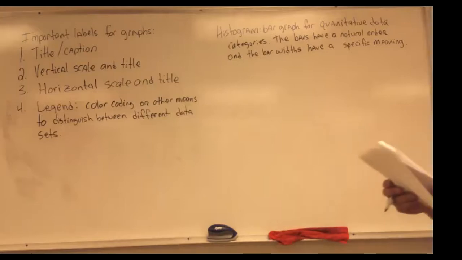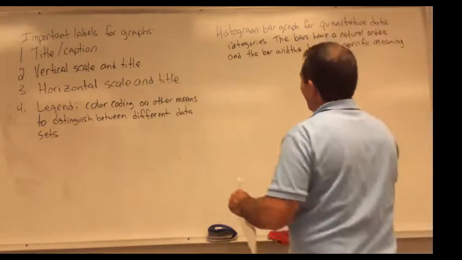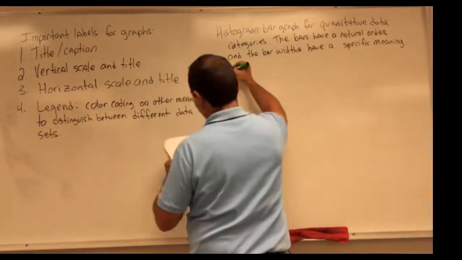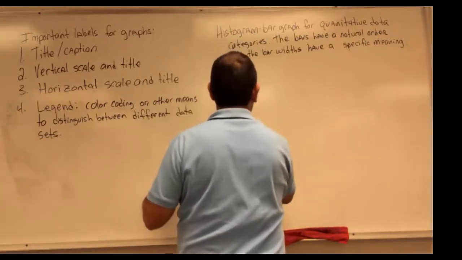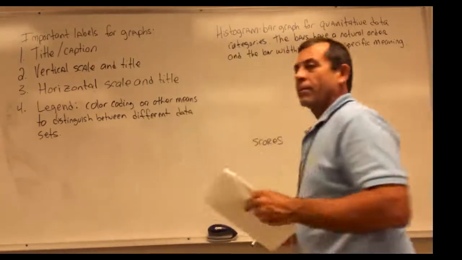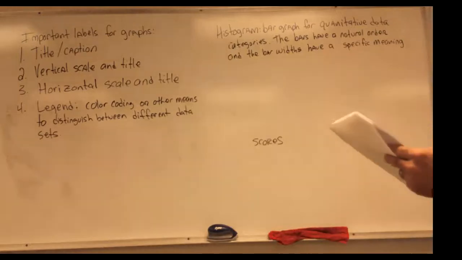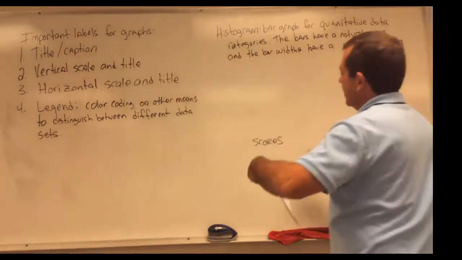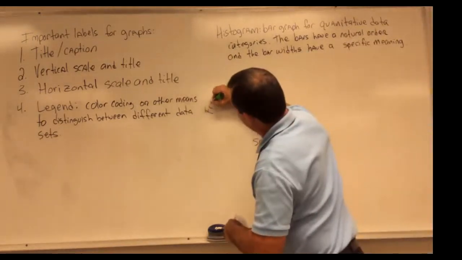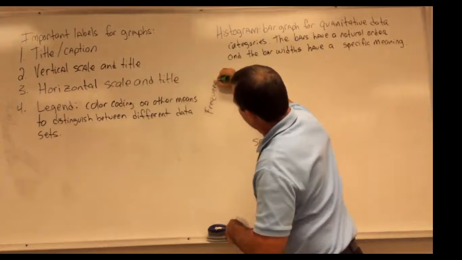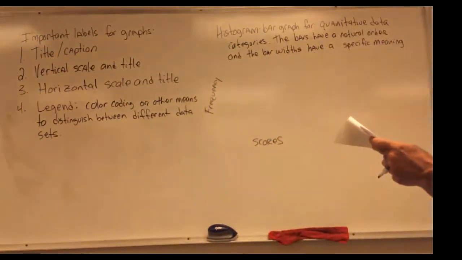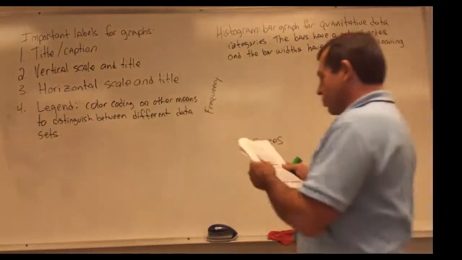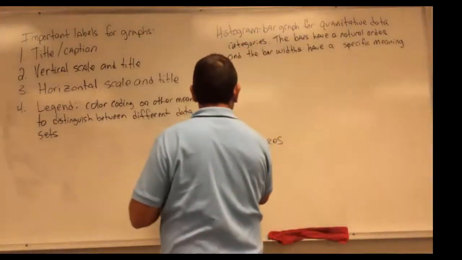I'm gonna try to draw this histogram for y'all. A little tricky. So on the bottom they got scores. So that'd be my bottom horizontal scale. And on the side we got frequency. Once again, that goes up to 8. So it's going to start at 0 and go to 8.